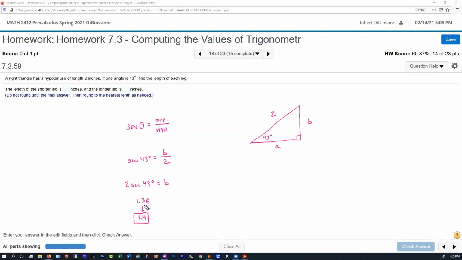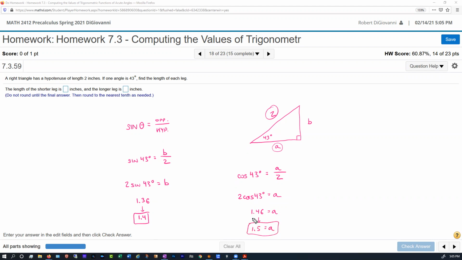Now I have to find the other one. So A here that we're looking for is the adjacent side. So why don't we use adjacent and hypotenuse again? So we know that cosine of 43 degrees will be the adjacent side over the hypotenuse, and I multiply both sides by 2 again, and we get A. So now my calculator, 2 times cosine of 43 degrees. And so I get about 1.46 is A, and I'm going to round that to 1.5. They want to the nearest tenth.